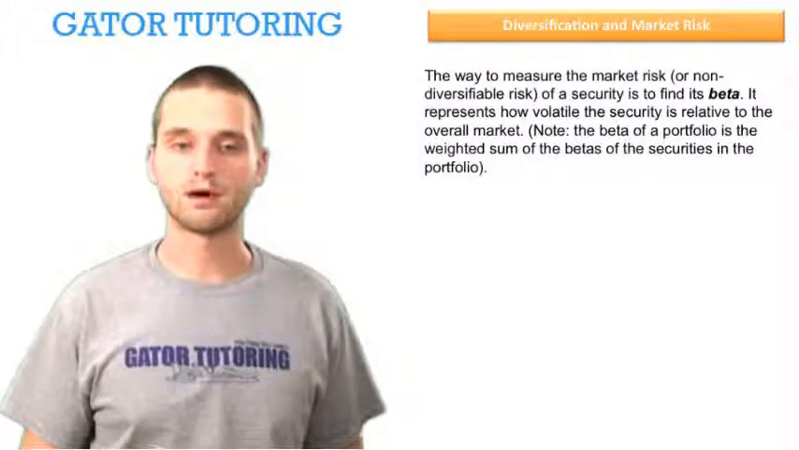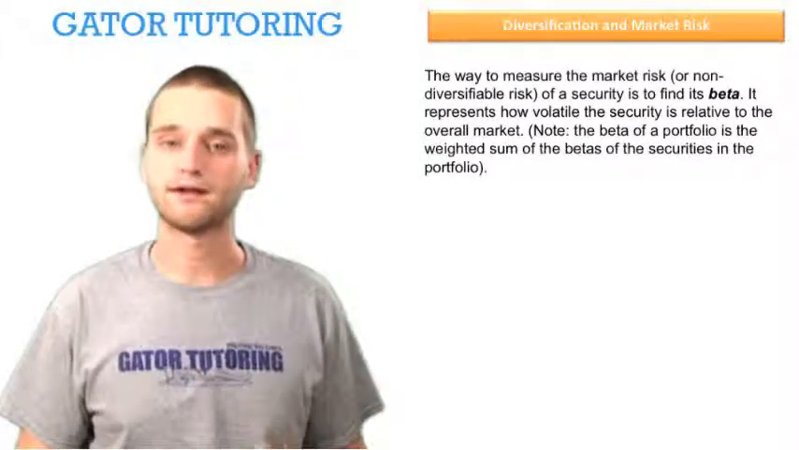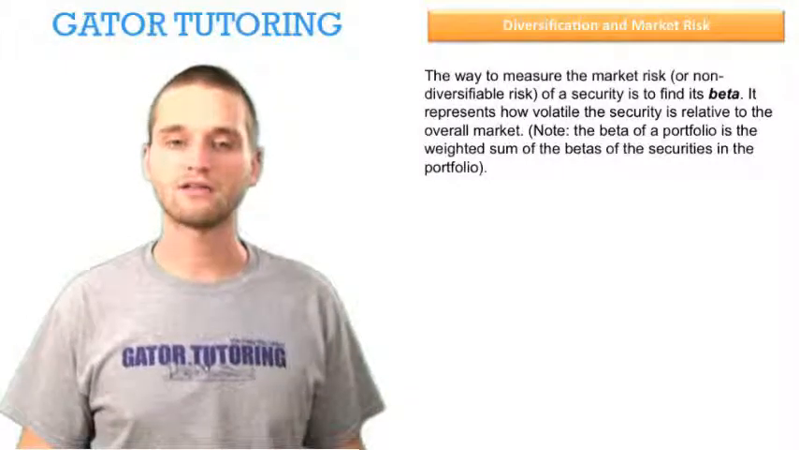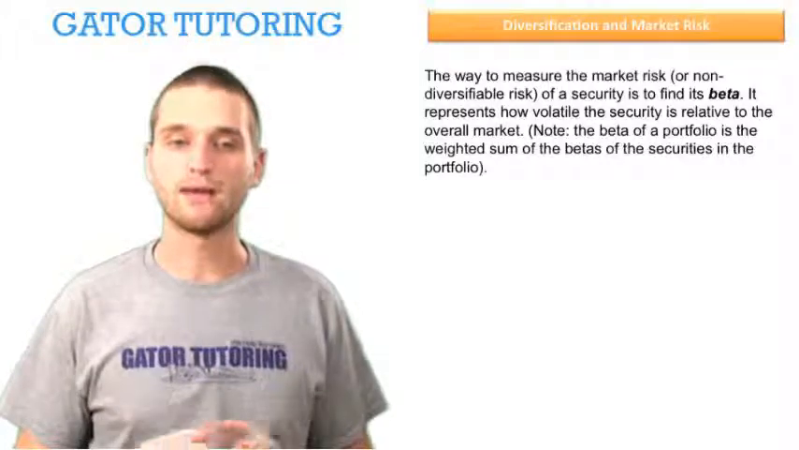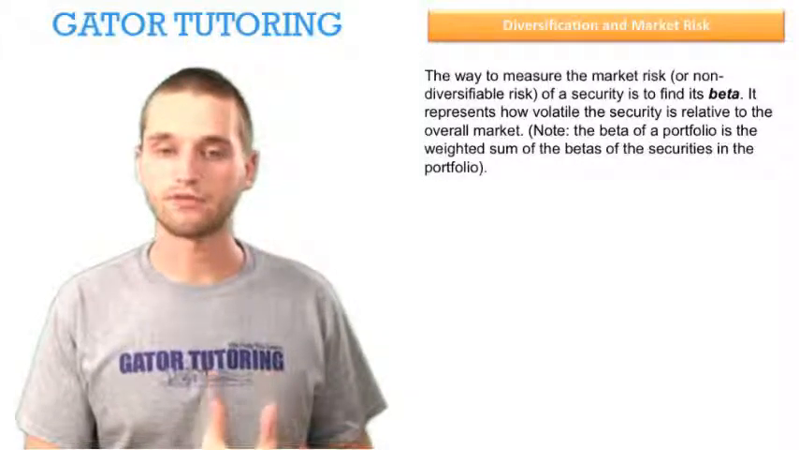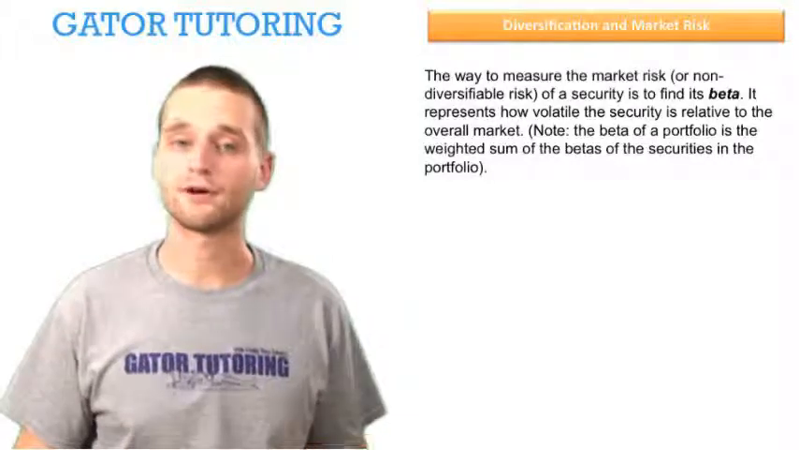The way to measure the market risk, or non-diversifiable risk, of a security is to find its beta. It represents how volatile the security is relative to the overall market. Note, the beta of a portfolio is the weighted sum of the betas of the securities in that portfolio.